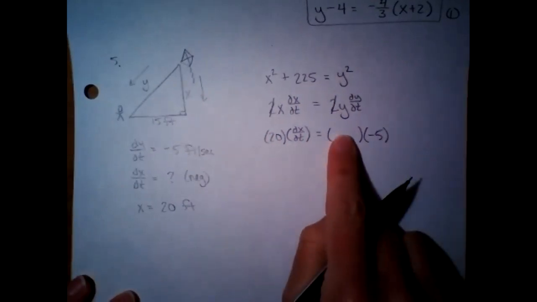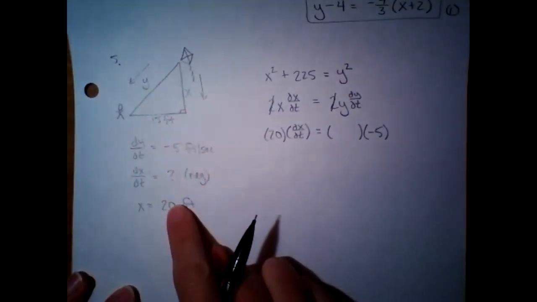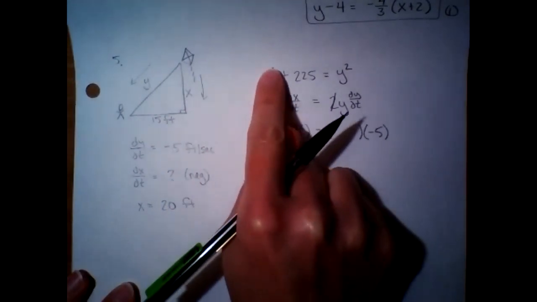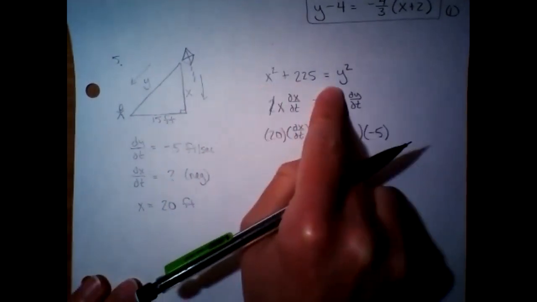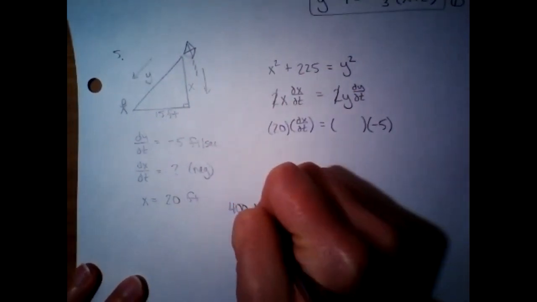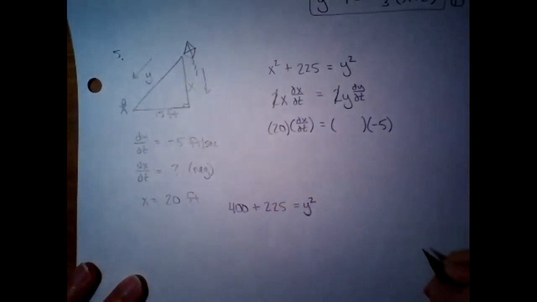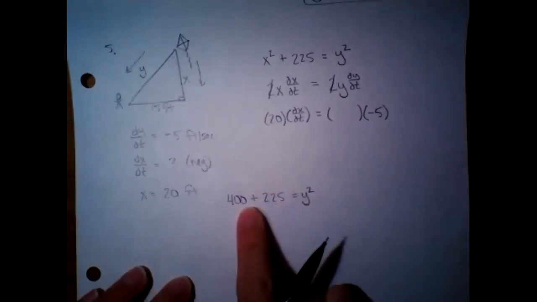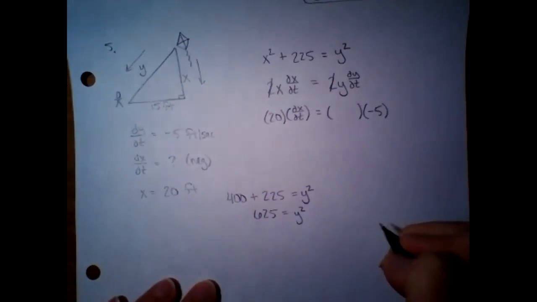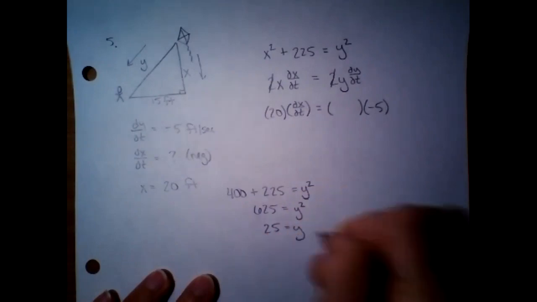So if you are missing something, you go back to this original relationship and plug in what you have. And what we have is that x is 20. So I'm going to plug in 20 for x right there. And then we'll solve for y. So 20 squared is 400 plus 225 equals y squared. So this would be 625 equals y squared. And I made it a perfect square so that it would work out nicely for you. So when you square root this, you're going to get 25.